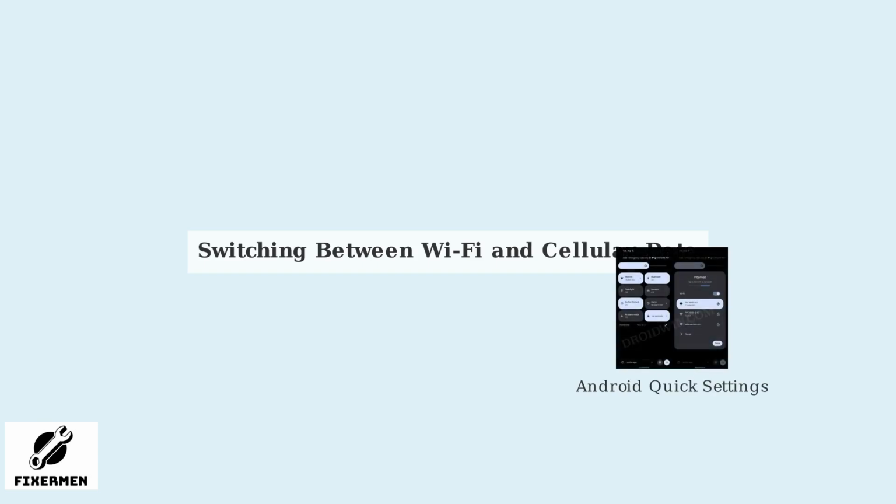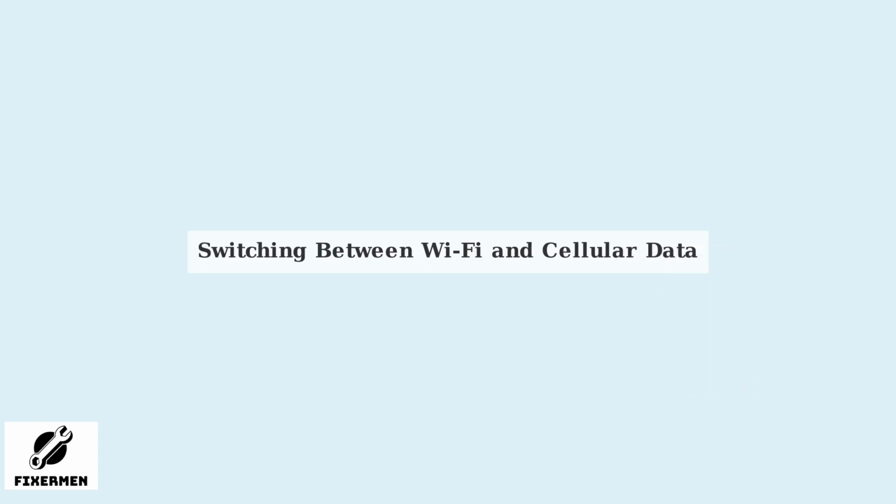On Android devices, swipe down from the top to access quick settings. Tap the Wi-Fi icon to turn it off and switch to cellular data or vice versa. This isolates whether the problem is with your Wi-Fi network. You can also check cellular data settings in your device settings to ensure it's enabled. This method helps identify if network issues are causing the Chime login error.